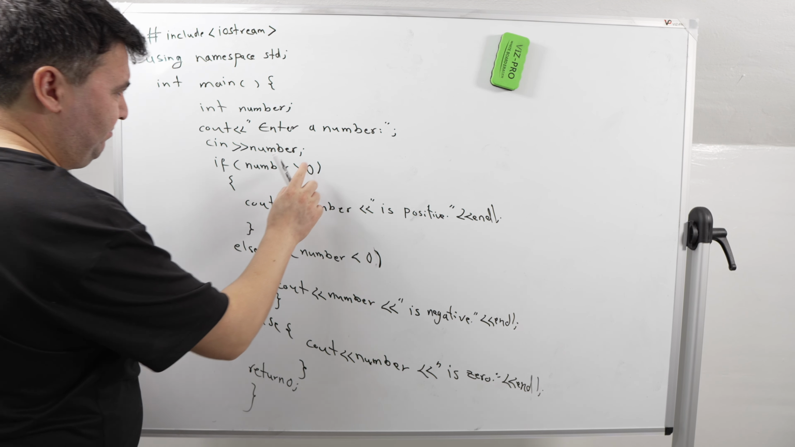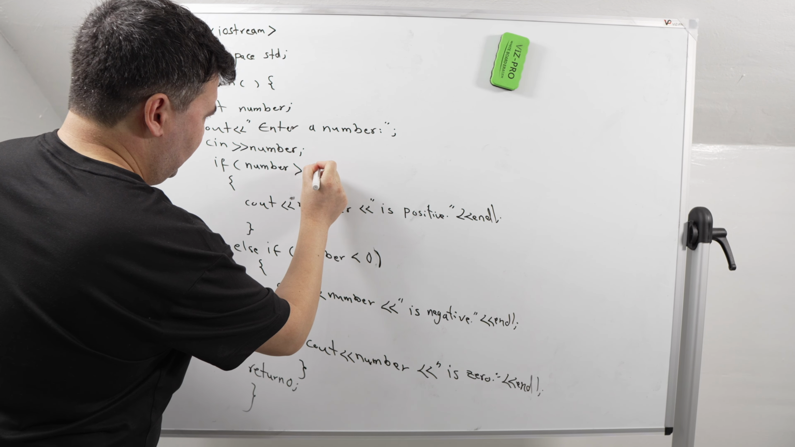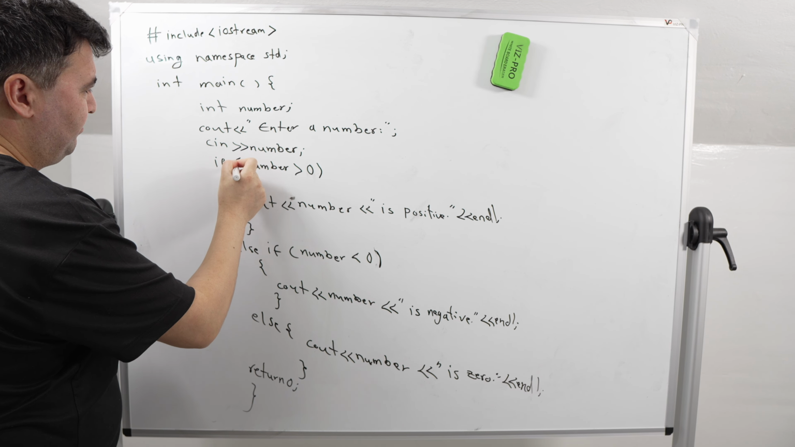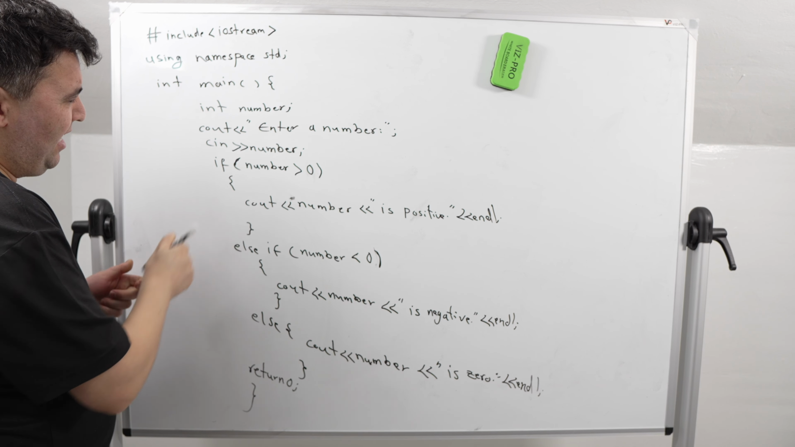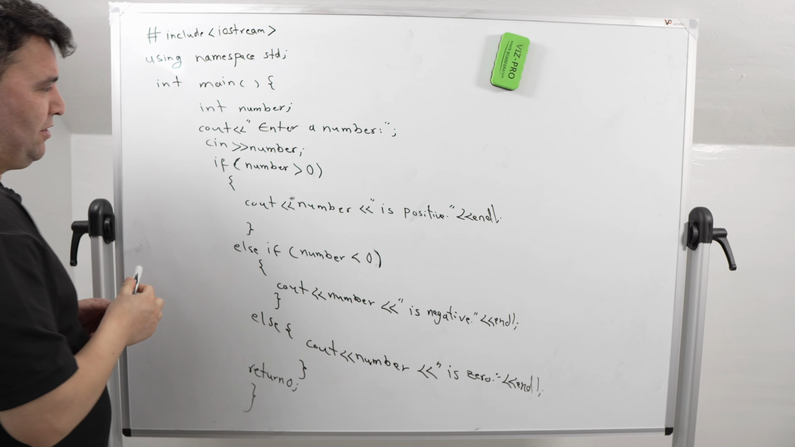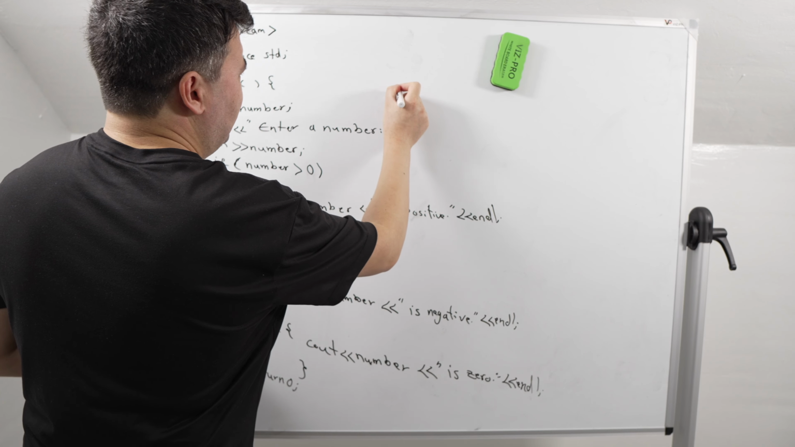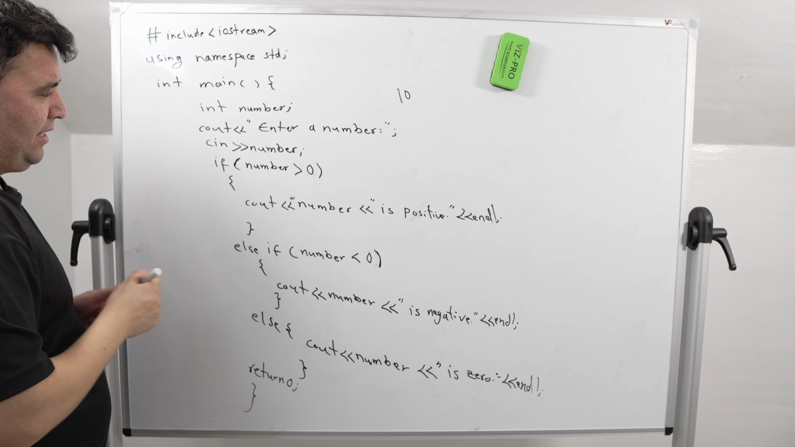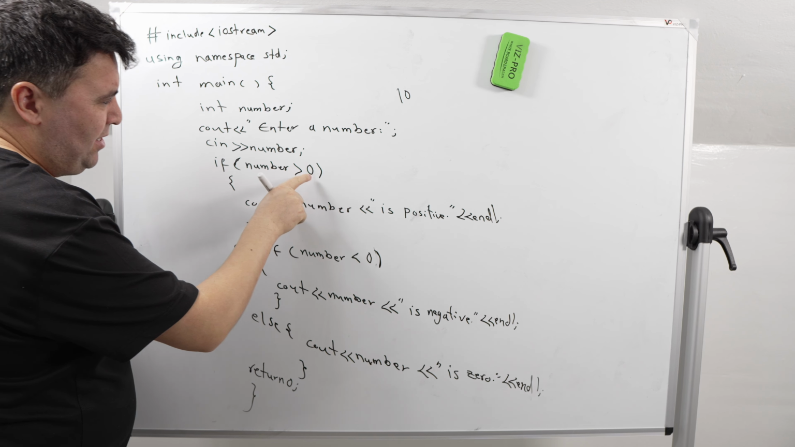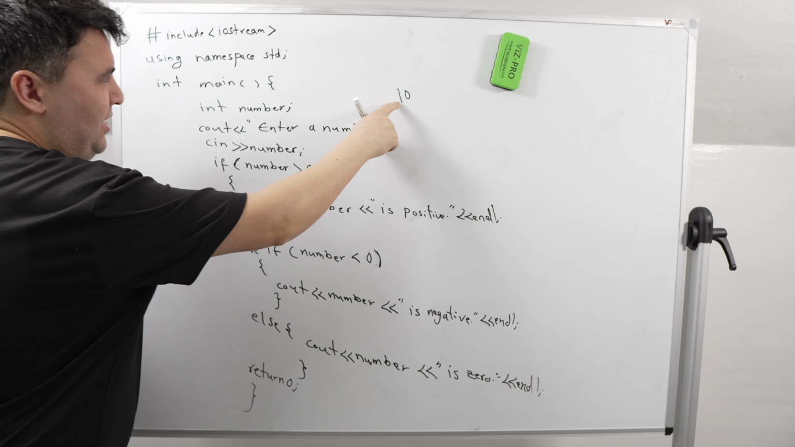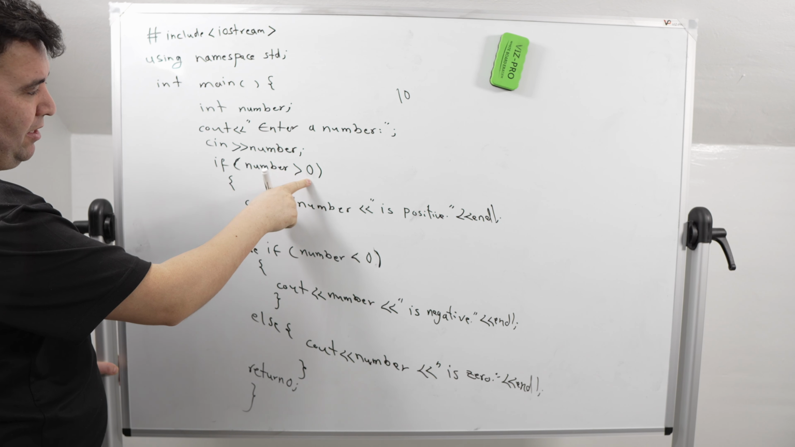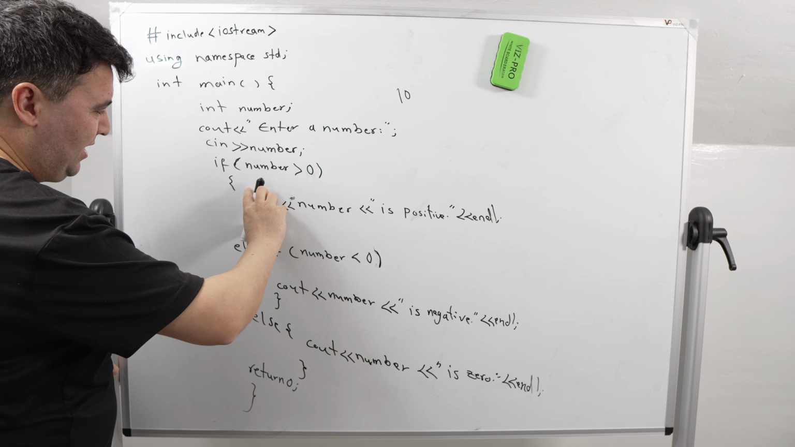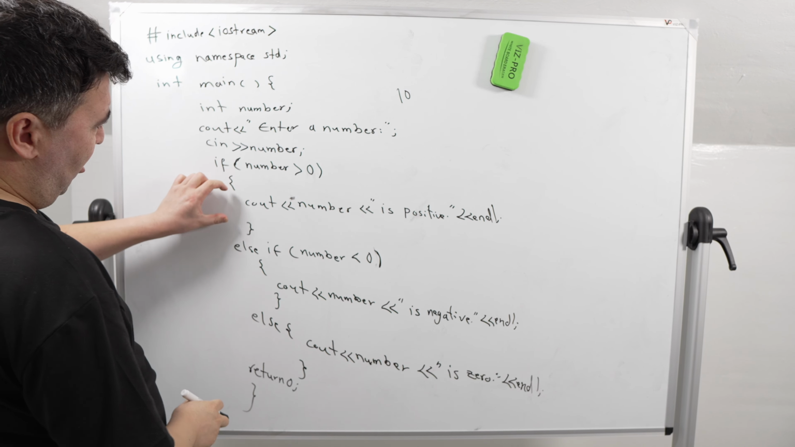Then we check, this is the parenthesis. Then we check that number which is entered by the user. Suppose for the first time, the user enters number 10. So inside number, we have 10. If number is greater than 0, so if 10 is greater than 0, yes, the condition becomes true. When the condition becomes true, only the if block will be executed.